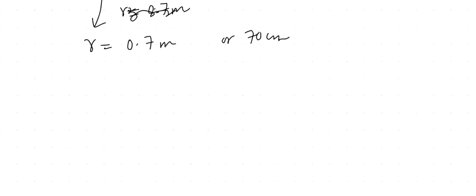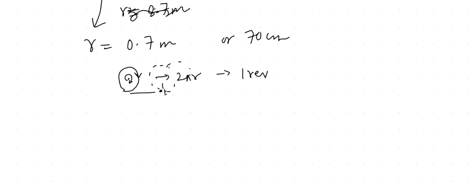See, remember, when the wheel covers one revolution, the distance covered is 2 pi r. 2 pi r corresponds to one revolution. In terms of the angular movement, it is 360 degrees. The angular rotation is 360 degrees. But in terms of lateral distance covered, it will be 2 pi r. So the wheel moving a distance of 2 pi r means one revolution has taken place. So 2 pi r is nothing but the circumference of the wheel.